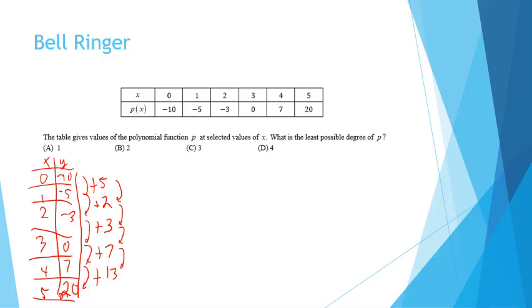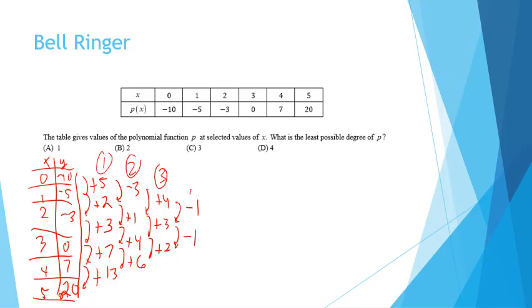Going one more deeper, this should be -3, +1, +4, +6. Then we have +4, +3, +2. Now I'm starting to see something. -1, -1. So this should be 2, 3, 4 columns deep. So our fourth difference is the same. So our degree should be 4 for p.